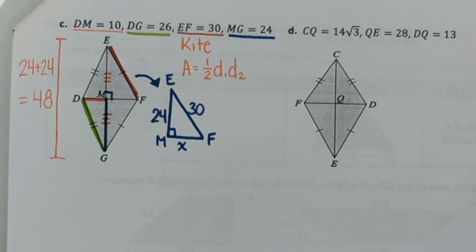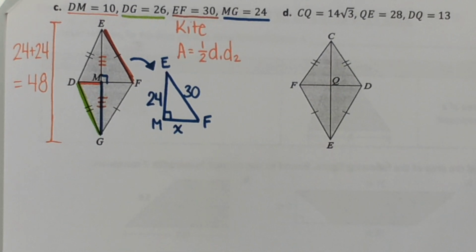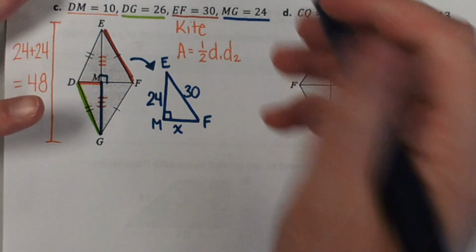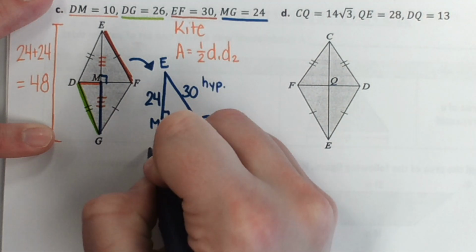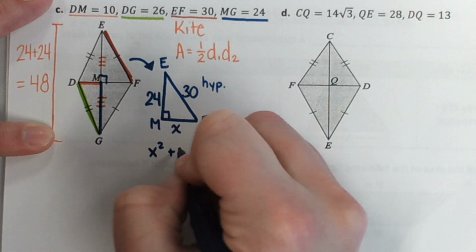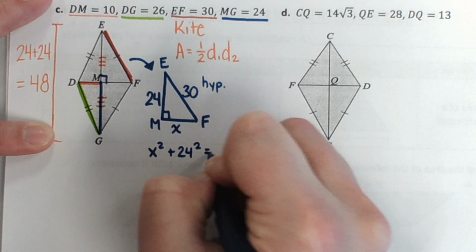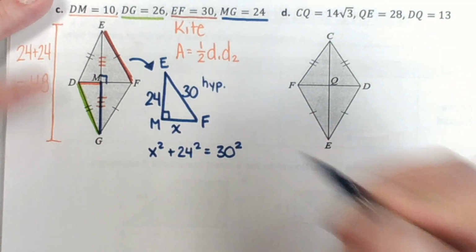Is it Pythagorean theorem or trig that I need? How do you know it's Pythagorean theorem and not trig? Because it's three sides that we're working with. When you're working with three sides, one of which you're looking to find, that's Pythagorean theorem. Which side's the hypotenuse? 30. So, x squared plus 24 squared equals 30 squared.